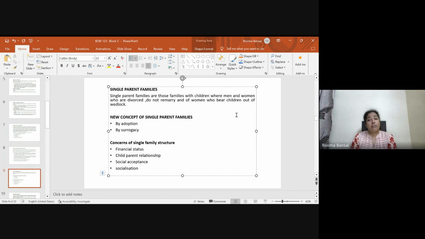And the second case, a woman who has given birth to a child out of wedlock, means without marriage she has given birth to a child and now she is a single parent of that child. Nowadays there are some new concepts of single parent families by adoption. In today's modern world, men and women have equal right for adoption of any child. There are some rules and regulations which they have to follow, but they have the right to adopt any child. Then by surrogacy, if a woman is not capable of giving birth to a child, she takes help of another woman.